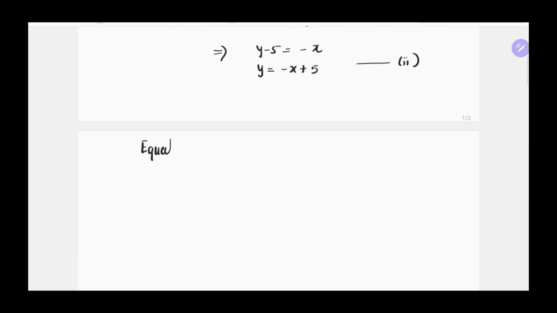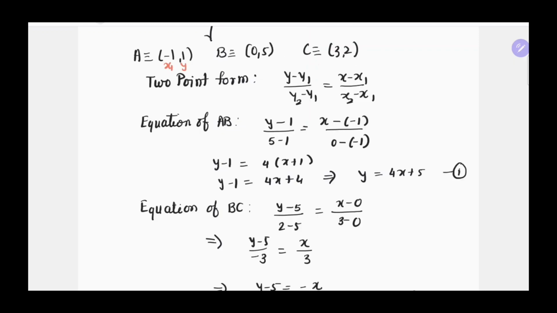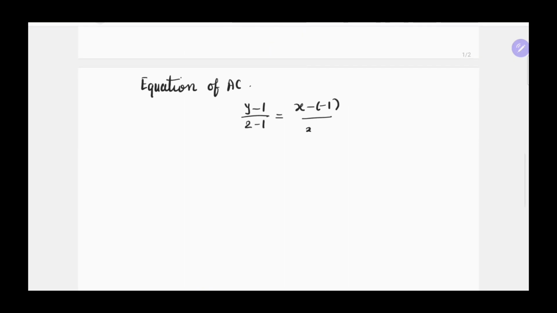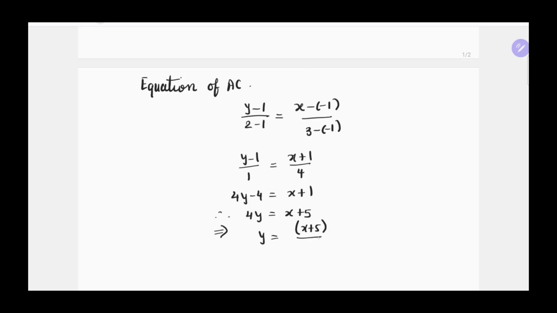Equation of AC. Now x1 y1 is (-1, 1) and x2 y2 is the C coordinate. So (y minus 1) upon (2 minus 1) is equal to (x plus 1) upon (3 minus (-1)). So I will simplify this. (y minus 1) upon 1 is equal to (x plus 1) upon 4. So 4y minus 4 is equal to x plus 1. Therefore 4y is equal to x plus 5, which implies y is equal to (x plus 5) upon 4.